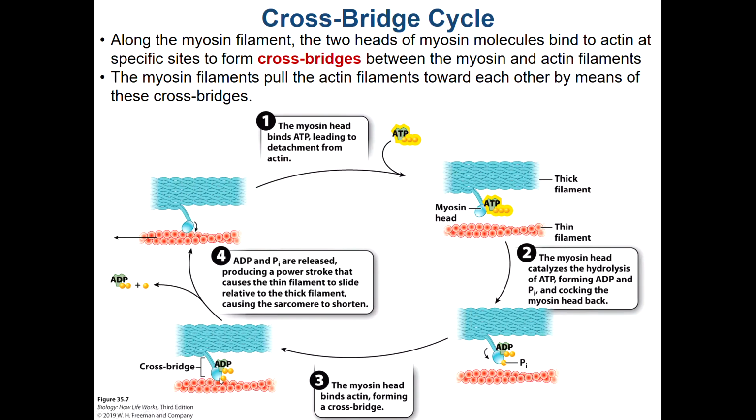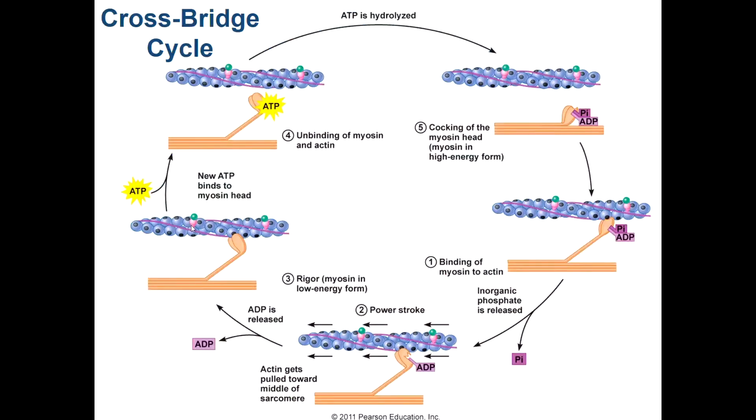Once the cross bridge is formed, the ADP and phosphate are released, and it produces what is called a power stroke that causes the thin filament to slide relative to the thick filament. This sliding causes the sarcomere to shorten, which is what causes muscle contraction. So this is just another way to look at the cross-bridge cycling, just in case you like this picture better. I thought that they were both helpful.